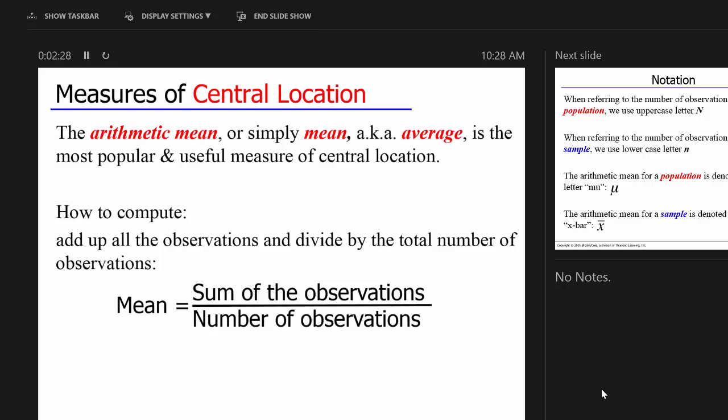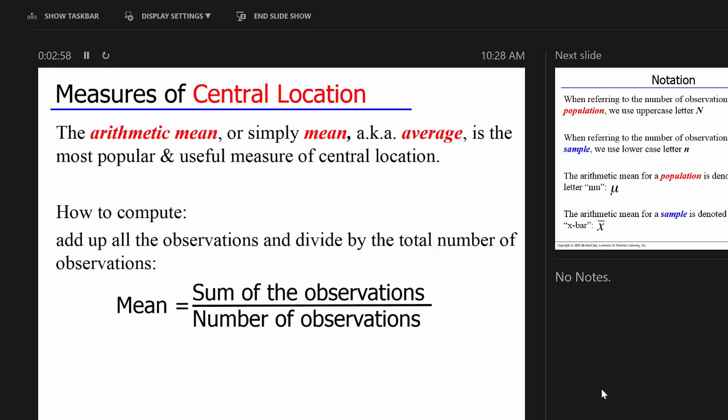Central location simply tells you where is the center of your data. Okay? So your data set, we've seen that in the previous example, right, with cell phone bills. Data is scattered all over the place. It ranges from $0 to almost $120 per month. But what is the most typical observation? So where is the center of your data? The place towards which most of your data points tend to gravitate.